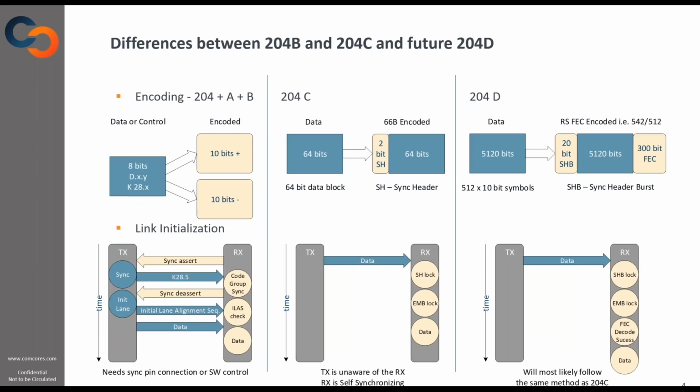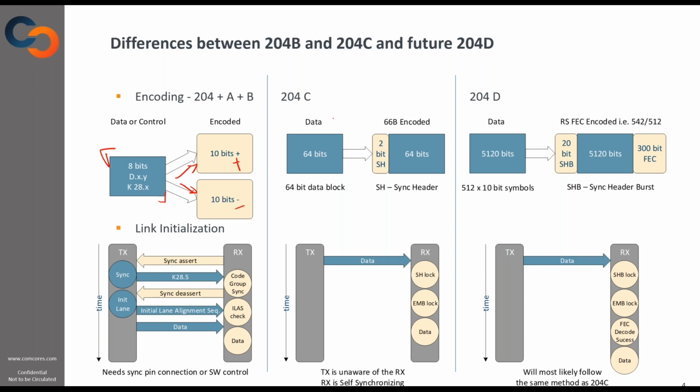Right, so now some differences between the versions of the standard. In the 204 A and B, you had 8b/10b encoding, where basically you would take 8 bits of data and encode it via lookup table into 10 bits of plus or minus polarity, just to keep the amounts of zeros and ones on the link sort of stable.